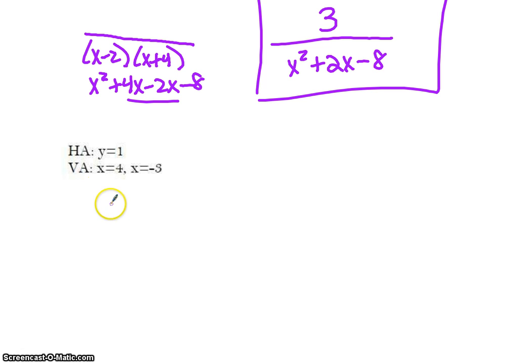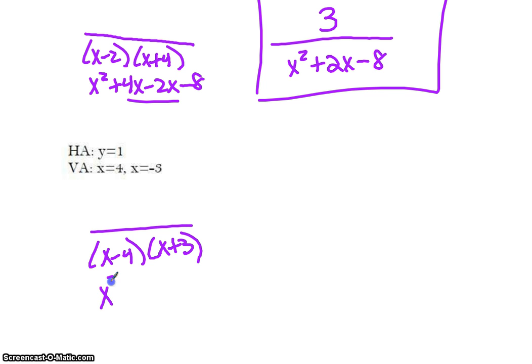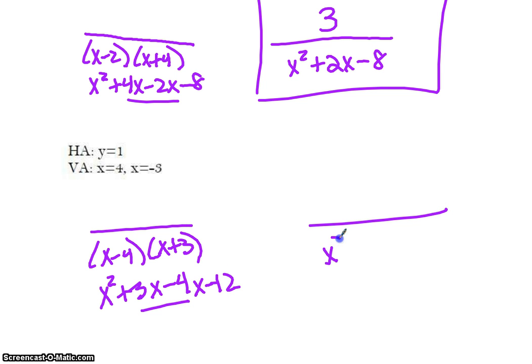Okay, so this one has a vertical asymptote at x equals 4 and x equals negative 3. So on the bottom, you're going to have x minus 4 and x plus 3. Go ahead and multiply that, and you get x squared plus 3x minus 4x minus 12. Combine your middle terms, and you get x squared minus x minus 12 on the bottom. I have a horizontal asymptote of y equals 1.